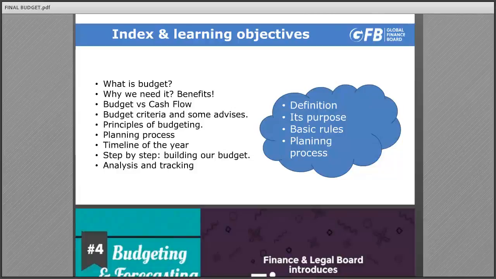Here we can see the index and learning objectives of this webinar. First of all, starting with the index, we are going to know what is budget, why we need it, budget versus cash flow, the criteria, some advices, principles of budgeting, planning process, the timeline of the year. We are going to build our budget step by step. We are going to have some tools for analysis and tracking, and at the end we will know a bit more about the Global Finance Board template. Regarding the learning objectives, they are the definition, the purpose, the basic rules, and the planning process of the budget.